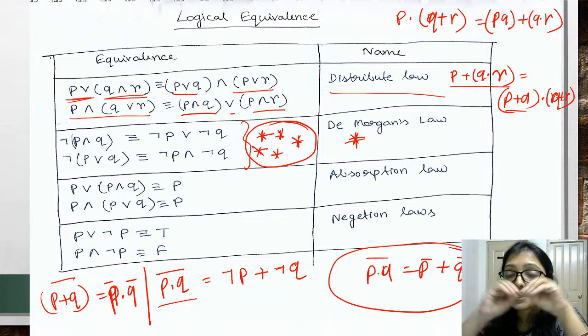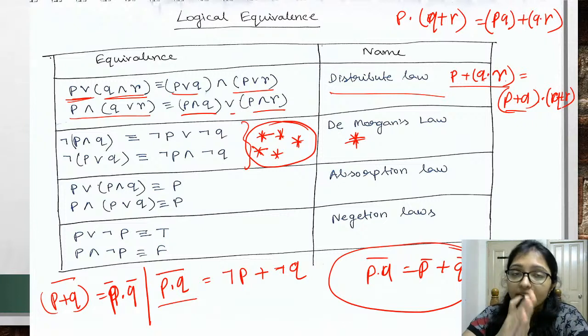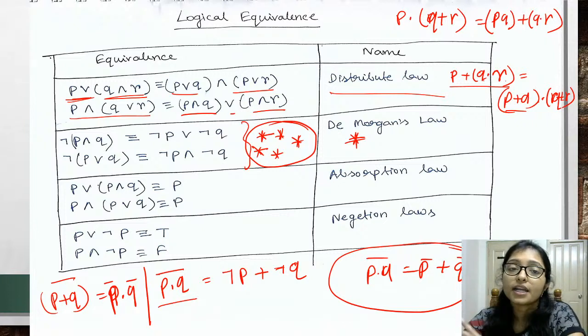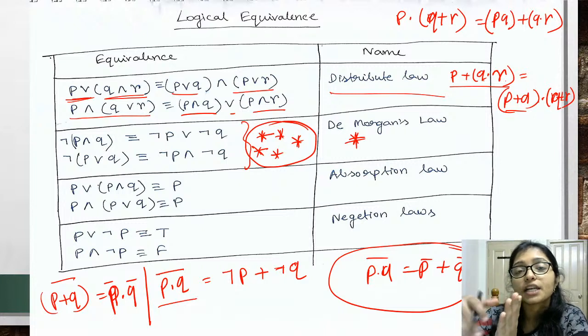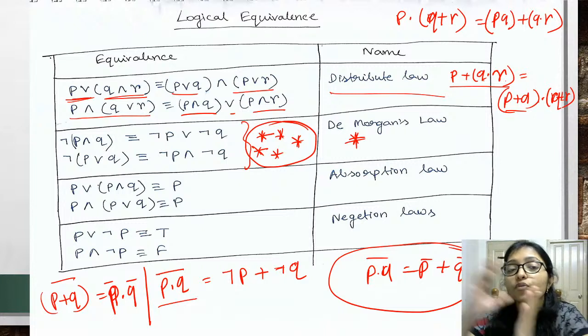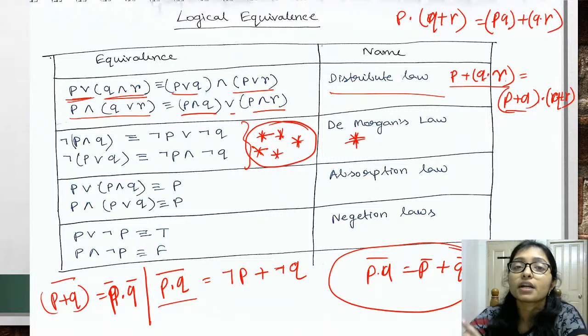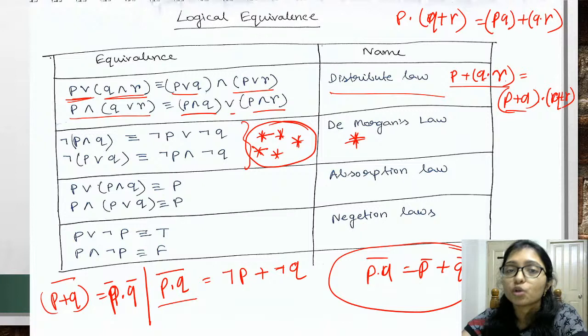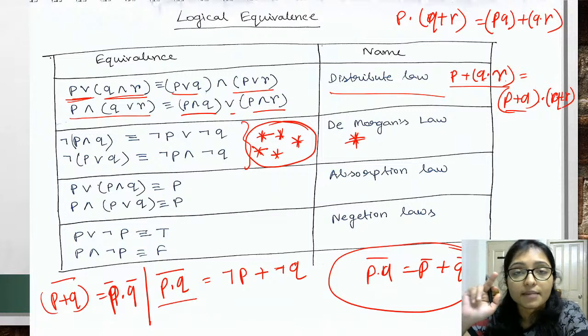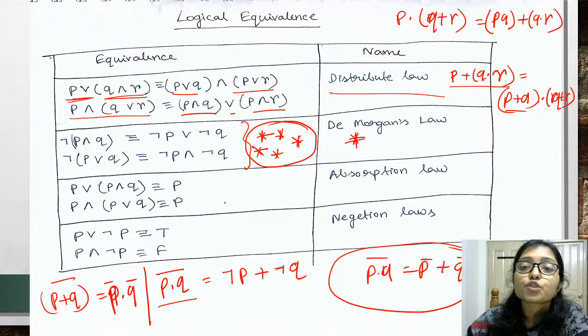When there is a bar on the multiplication, then it will be converted to the OR gate. When there is multiplication, it will be converted to addition. When it is addition, it will be converted to multiplication. And the negation will be the same for both. Negation will come with both. Okay, please remember this. And absorption law.